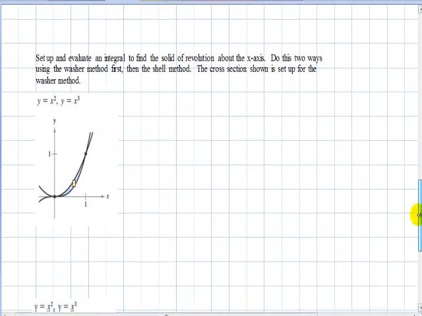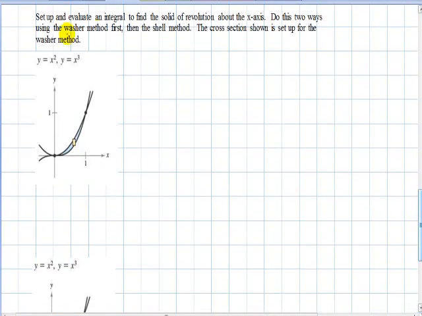Okay, next problem on the other side deals with setting up and evaluating an integral to find the volume of the solid of revolution about the x-axis. Do this two ways, using washer method and then shell method, and then change the cross-section in the shell method. Okay, washer method first. We're going to revolve around the x-axis this way here.